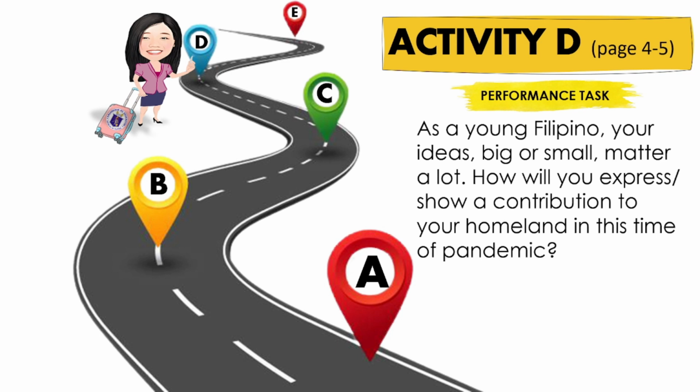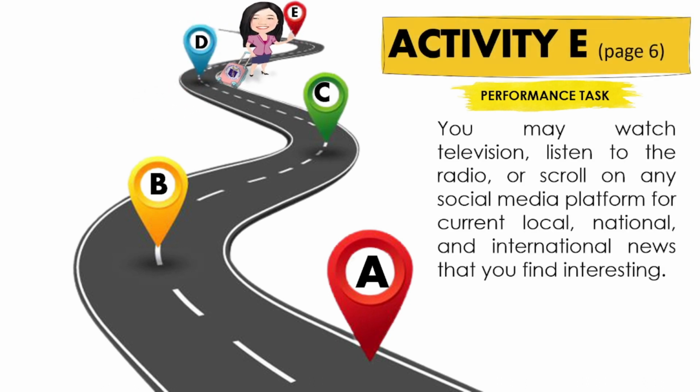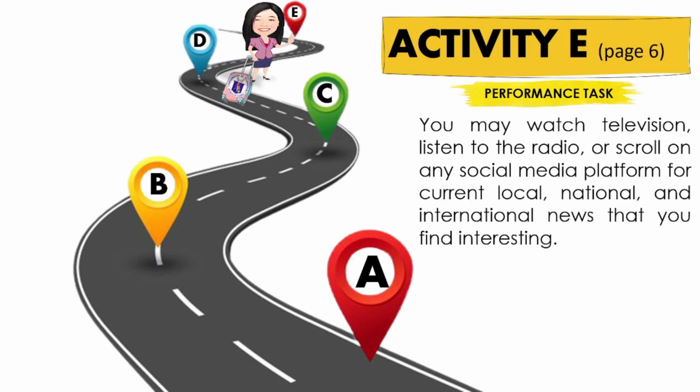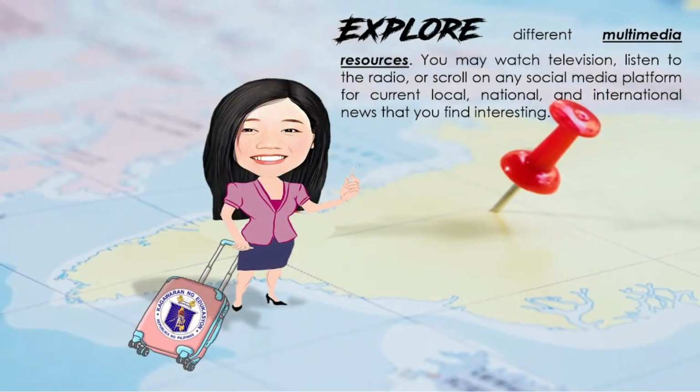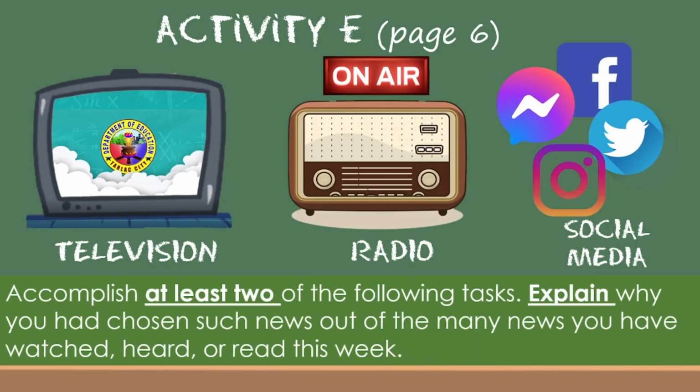After accomplishing your performance task on pages 4 to 5, turn your learning activity sheets to page 6, Activity E. For Activity E or performance task number 3 on page 6, you have to explore different multimedia resources. You may watch television, listen to the radio, or scroll on any social media platform for current, local, national, and international news that you find interesting. Accomplish at least 2 of the following tasks. Explain why you had chosen such news out of the many news you have watched, heard, or read this week.